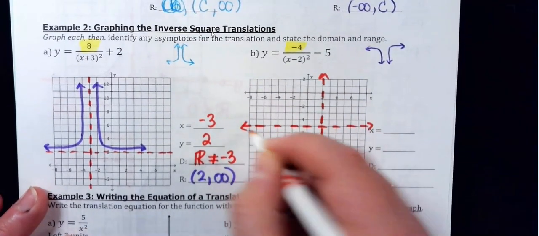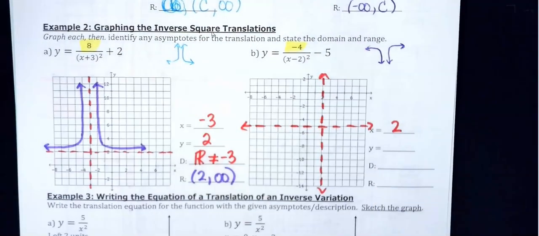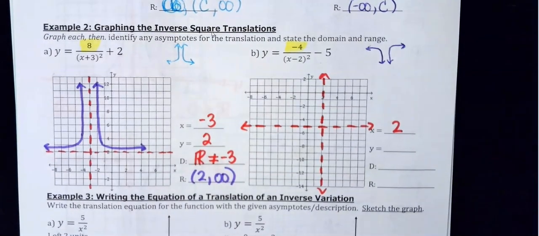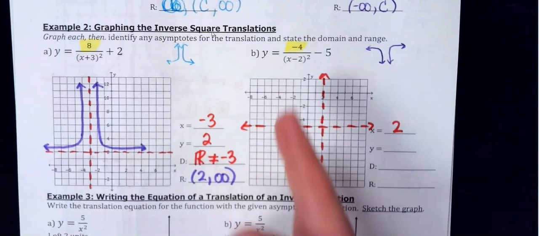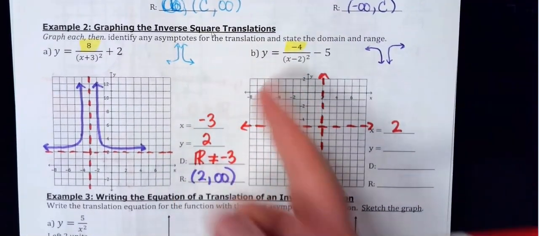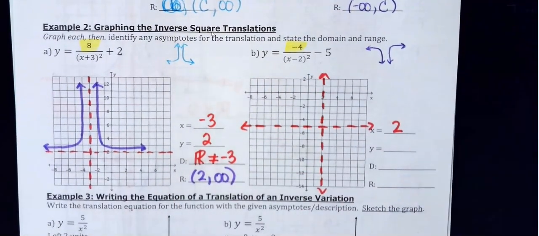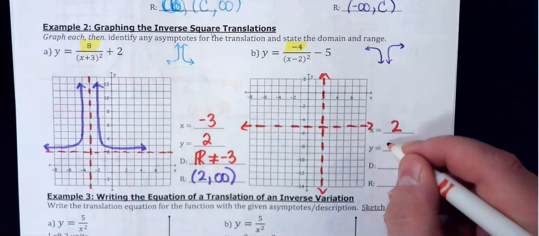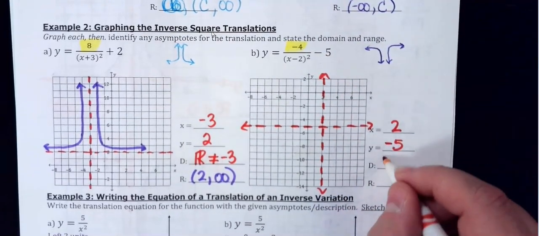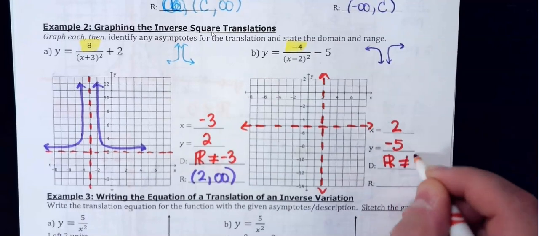All right, so x is positive 2. So it looks like x minus 2 in the problem. It's actually what you would plug in there to make that 0. That's why I keep telling you guys it's the opposite, because it's what makes that 0, not allowed to divide by 0, that creates your asymptote. The negative 5 on the outside, that's your y. Domain, all the real numbers, but not 2.